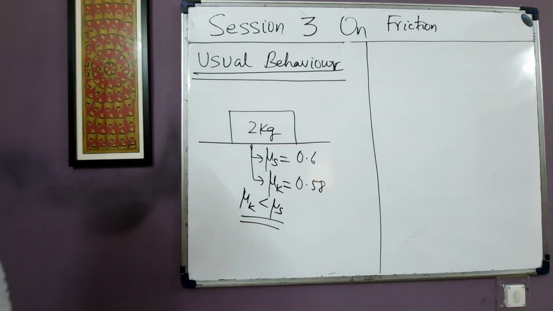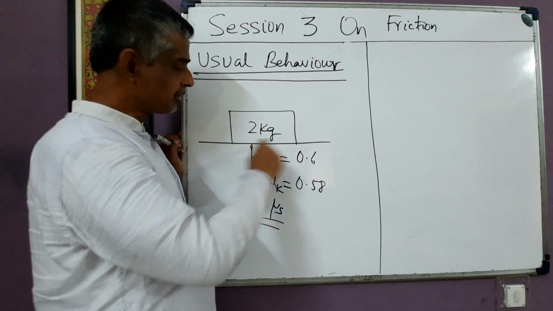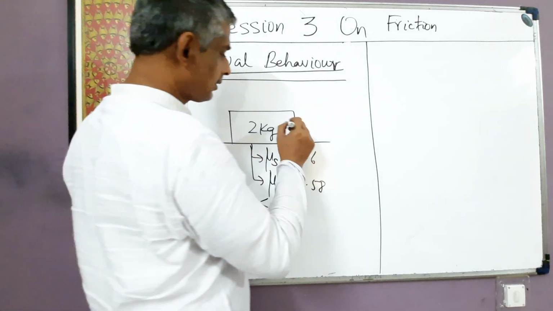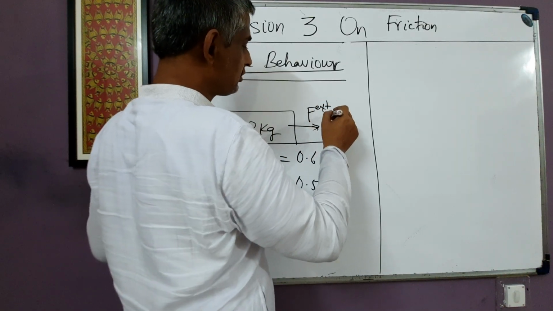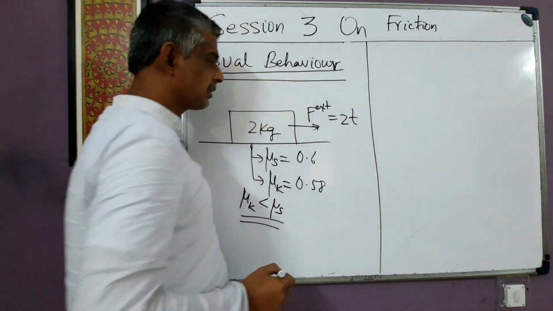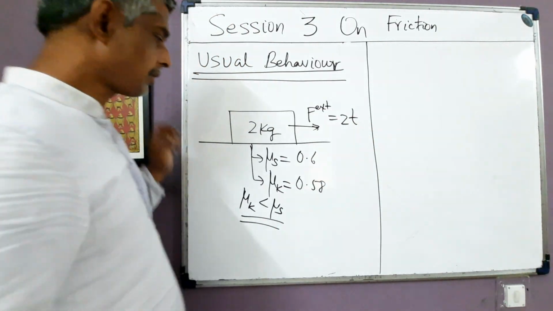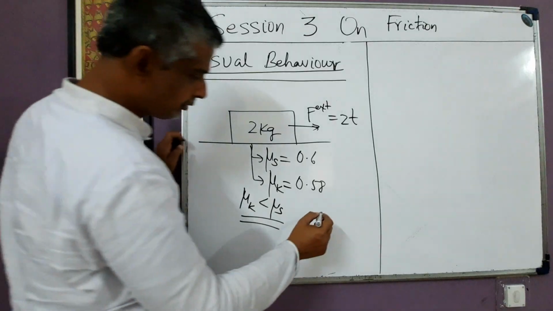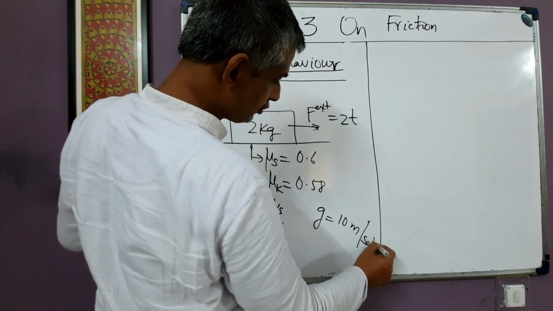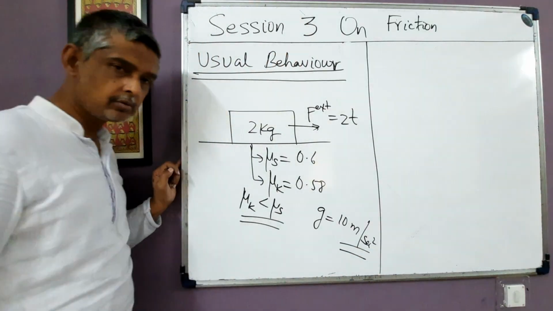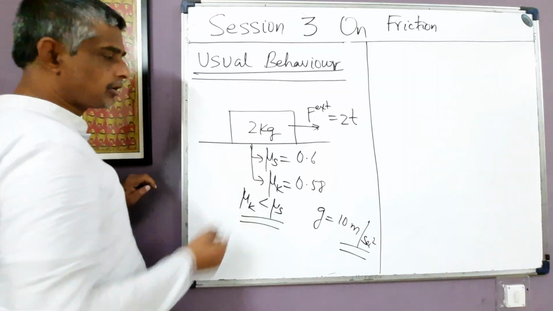So now suppose this block is initially at rest. This block is not slipping on this rough surface. Okay. Now suppose an external horizontal force is applied to the block, which depends on time as F external equal to 2t. Here small t denotes time. Okay. Now g will be taken to be 10 meter per second square. Okay. Fine. Now I draw the free body diagram of this 2 kg block.